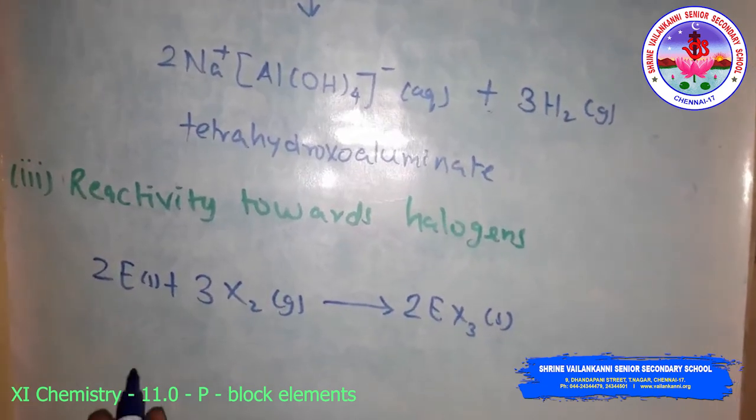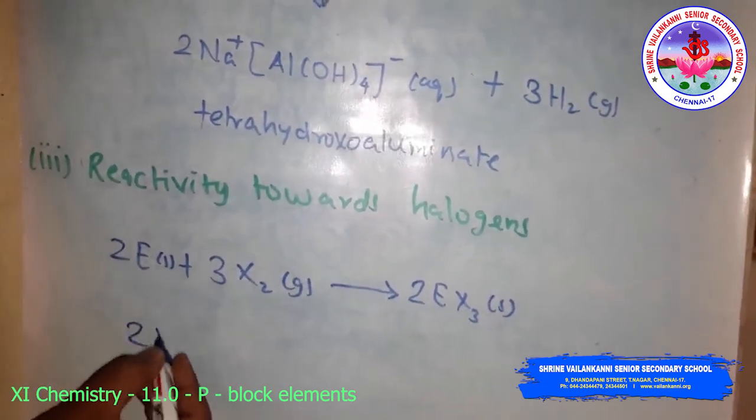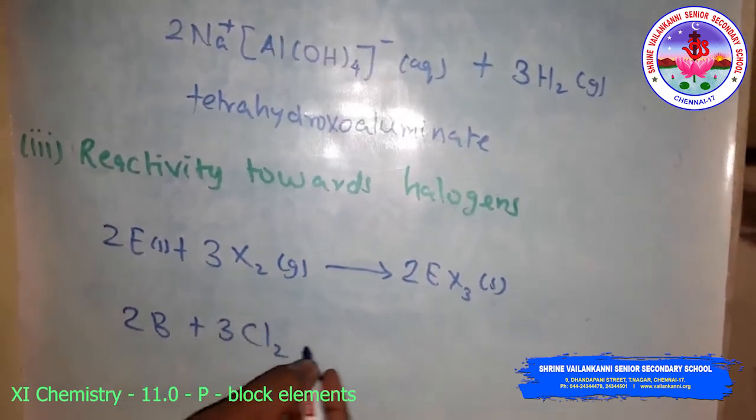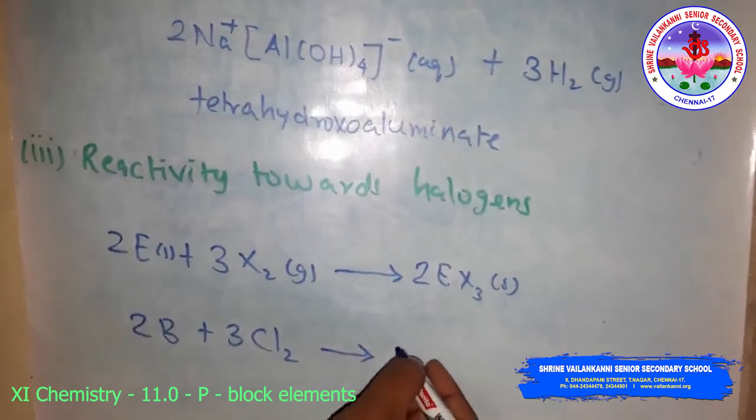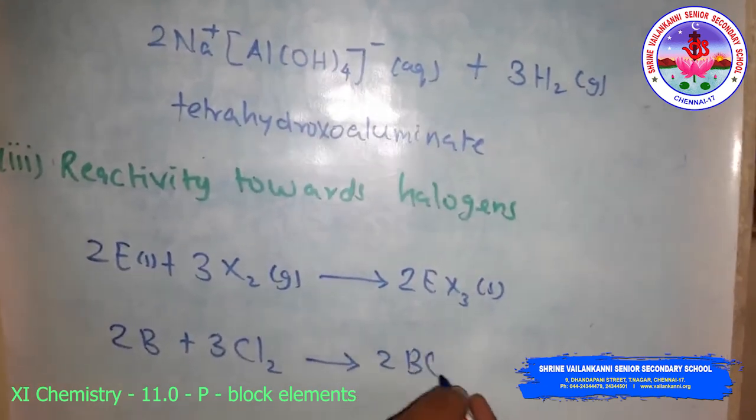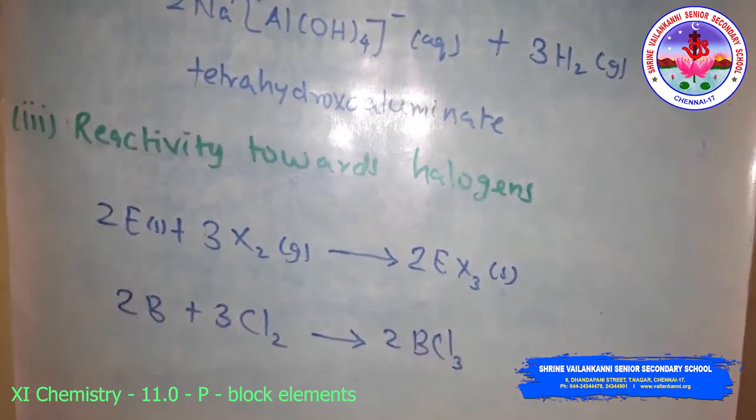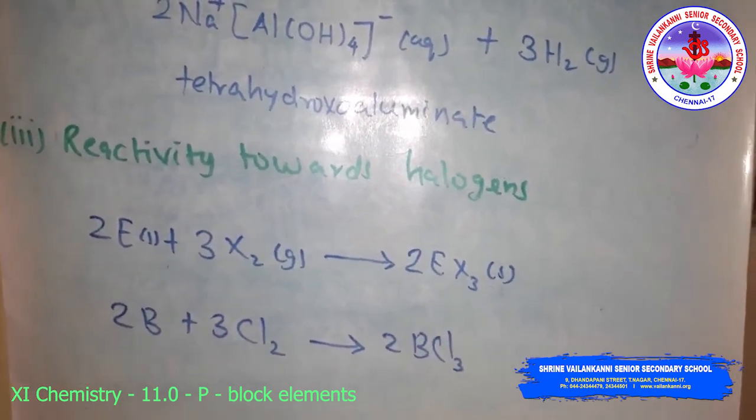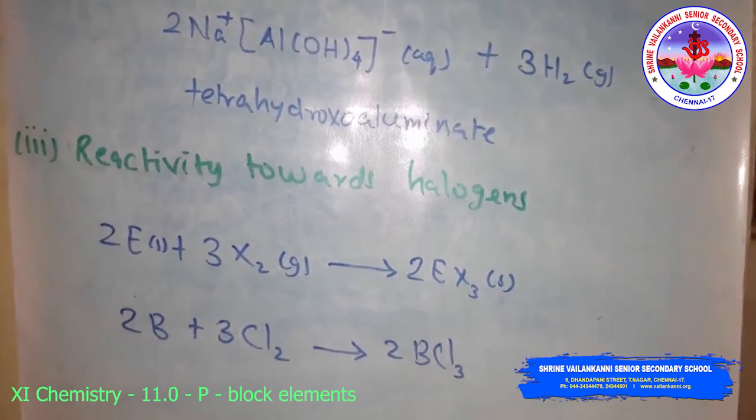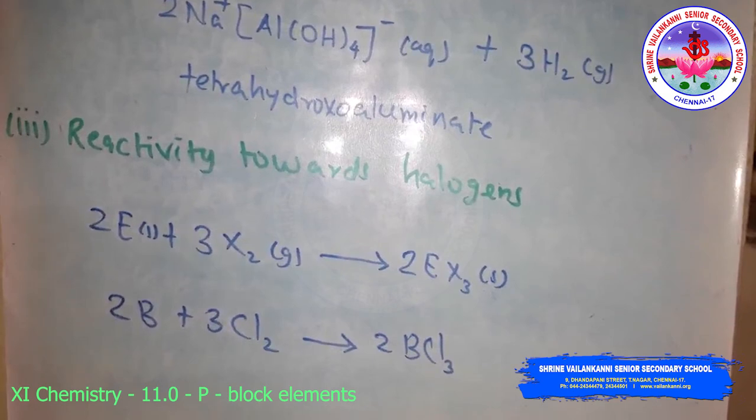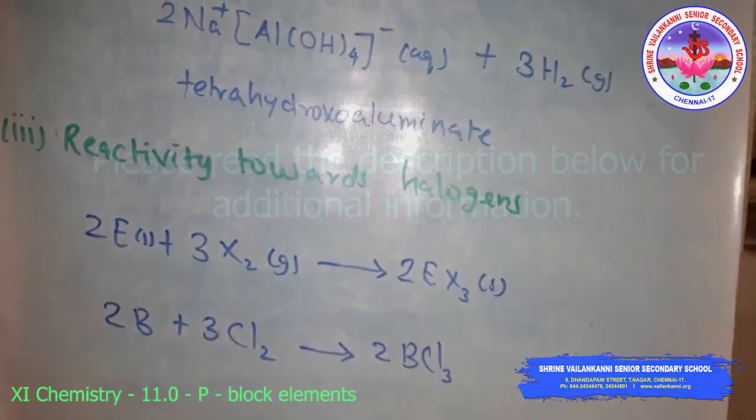For example, boron reacts with 3 moles of chlorine to form 2BCl3. Like this, you can use fluorine, iodine, whatever it is, in that halogen. Next class we will discuss the next topic, that is the anomalous properties of boron.